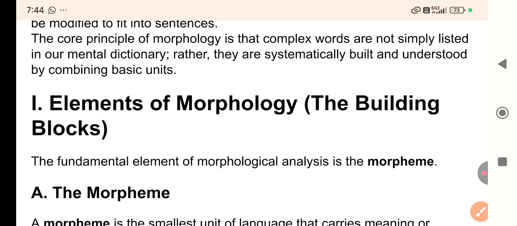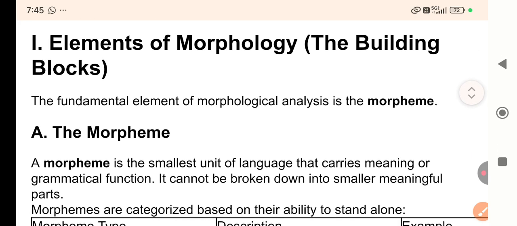The core principle of morphology is that complex words are not simply listed in our mental dictionary; rather, they are systematically built and understood by combining basic units. When we learn, when we listen, when we discuss, when we write, that is kept in mind, and in our brain there is a dictionary. So we imbibe the ideas, and it is not random; we systematically build words, and they are understood by combining basic units. What the basic units are and how words can be formed, this is the study of morphology.